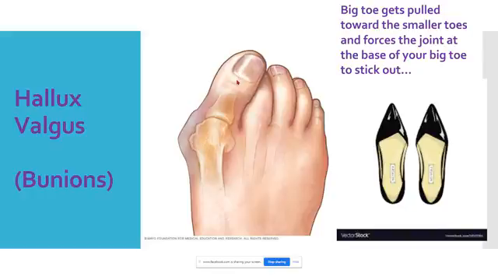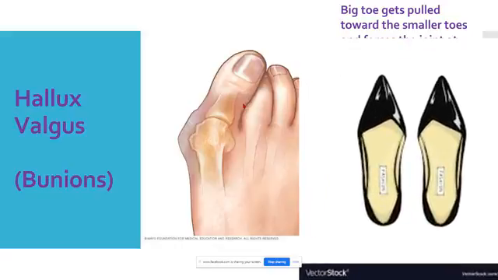So the big culprit here is your footwear. Your shoes are super important, and we see a lot of these with pointed shoes, high heels, and stuff like that. Those are the big culprits when it comes to developing issues like this.